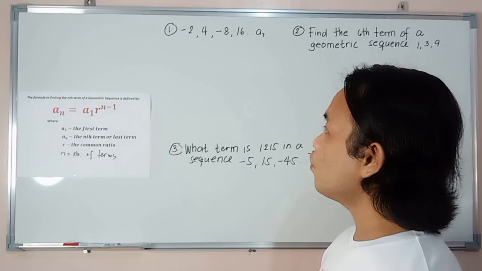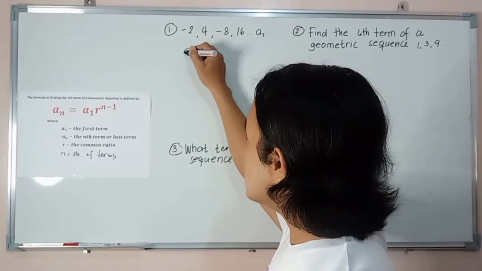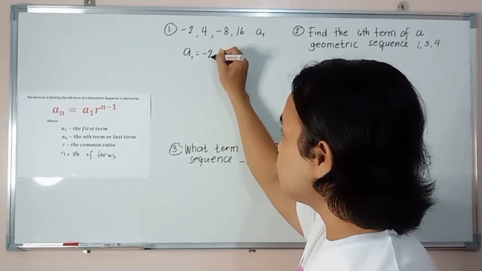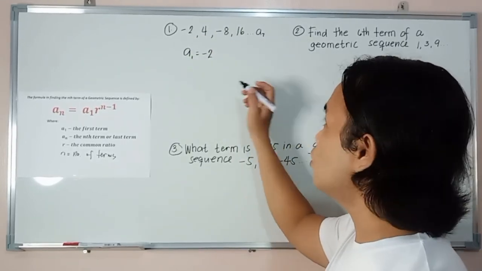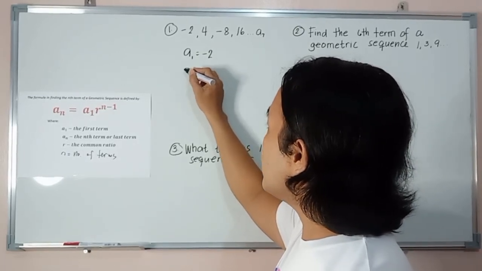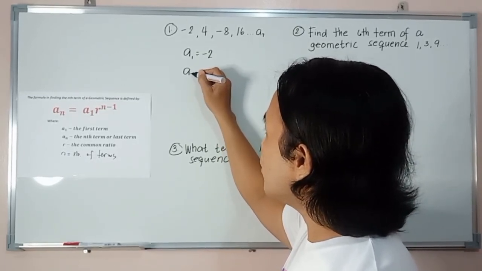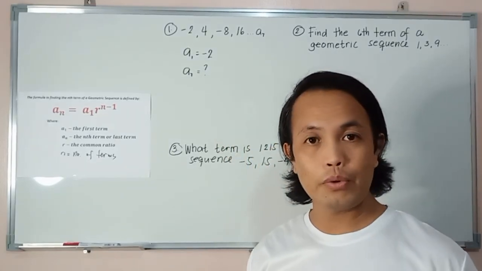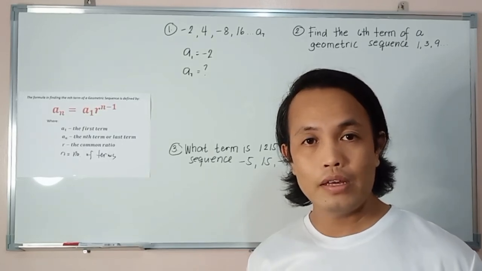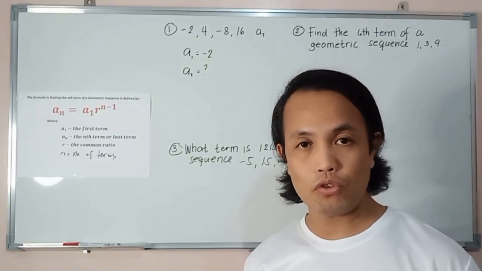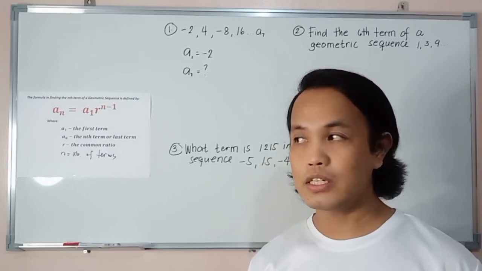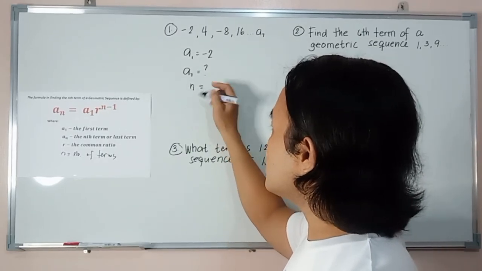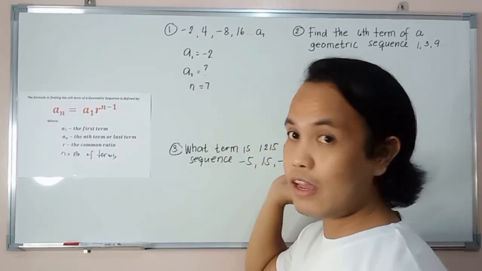We start with our a sub 1, which is equal to negative 2. Then our a sub n, or this time a sub 7, is unknown. A sub 7 is our last term, because we need to solve for a sub 7, which is our a sub n. Then our n here is, of course, 7.